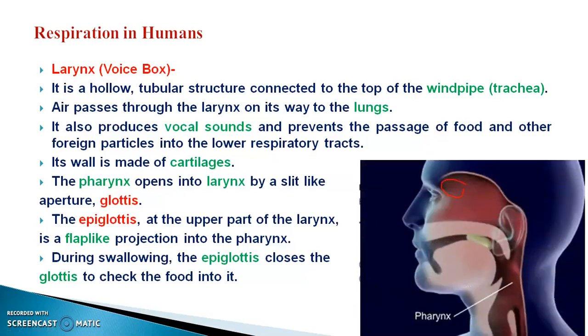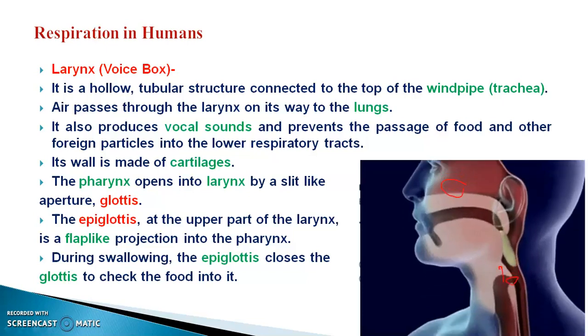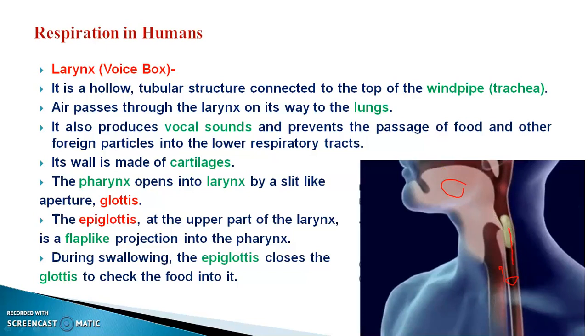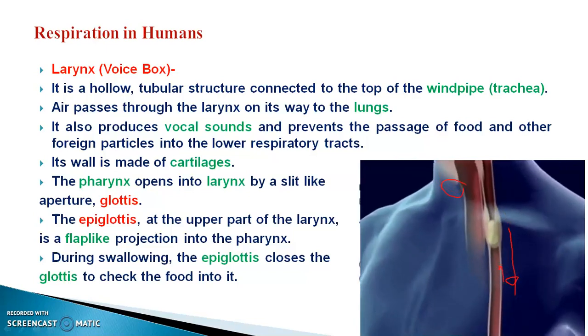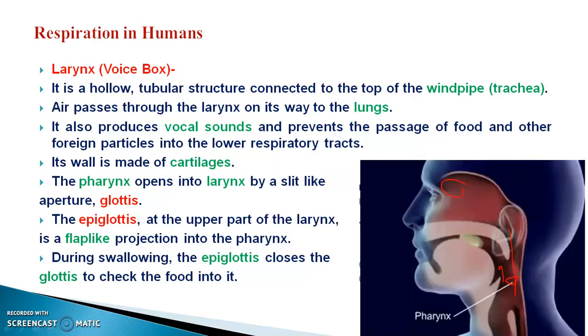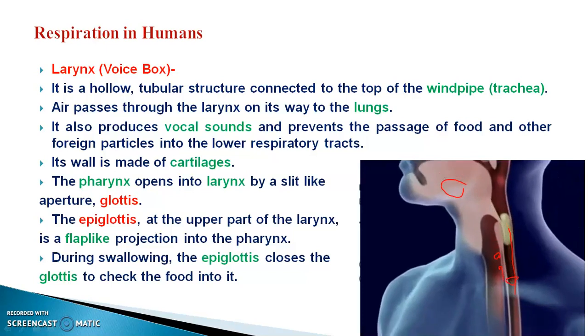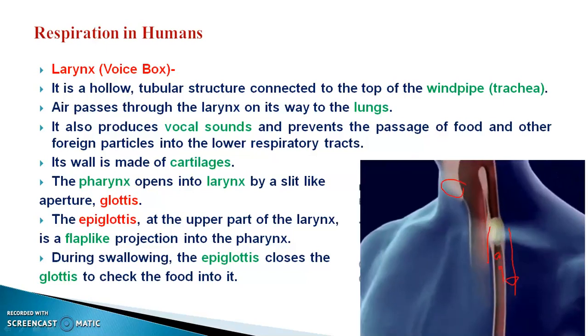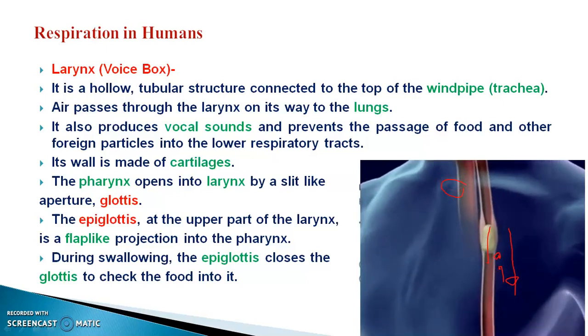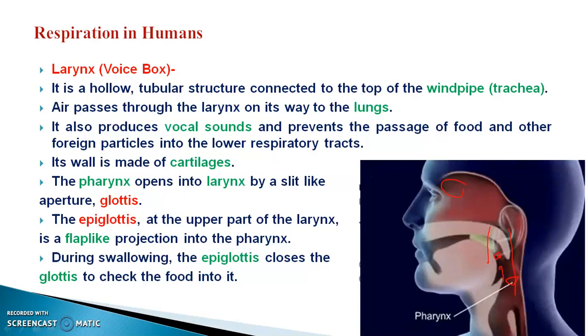Now look at this diagram. This diagram is showing the pharynx. Here is the epiglottis. The food is moving in the esophagus. So this epiglottis basically prevents the entry of this food material into the respiratory tract. So this is the respiratory tract. The food is moving in the esophagus with the help of the epiglottis. So it just covers up the glottis.